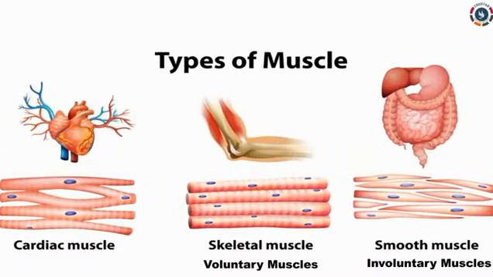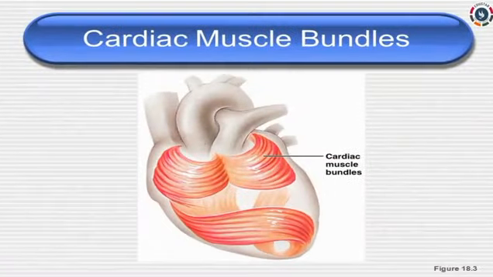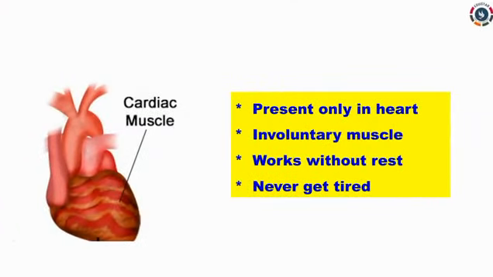Next, we are going to see about the different types of muscle. There are 3 types of muscles: cardiac muscles, skeletal muscles or voluntary muscles, and smooth muscles or involuntary muscles. Cardiac muscles. This muscle is present only in the heart and is responsible for supplying blood all over the body. It is also an involuntary muscle since it cannot be controlled.